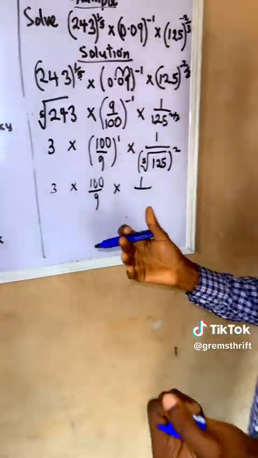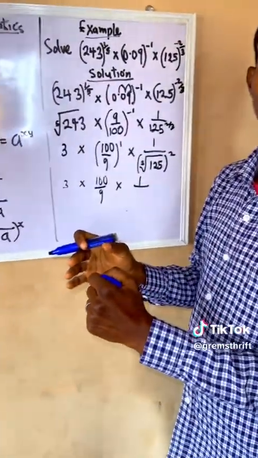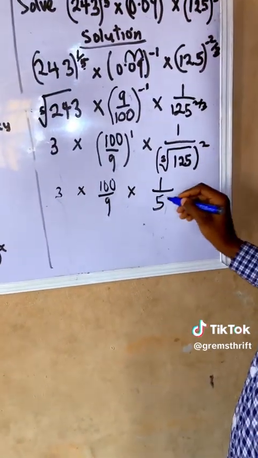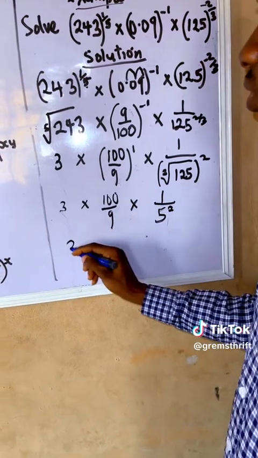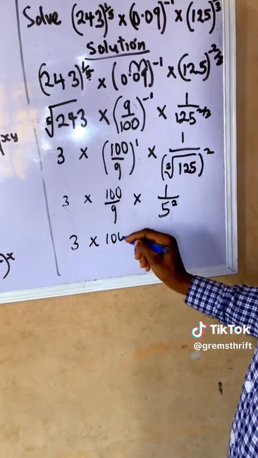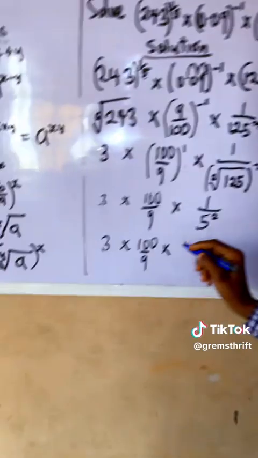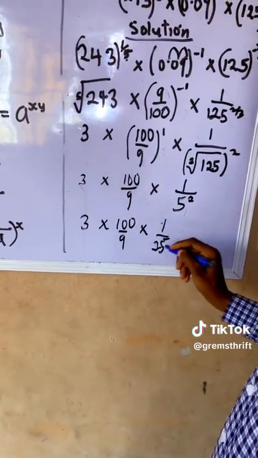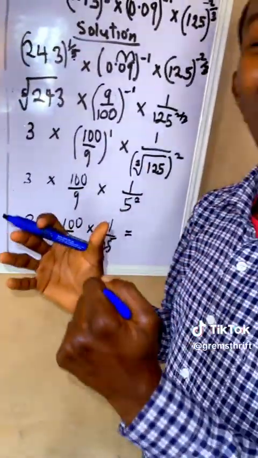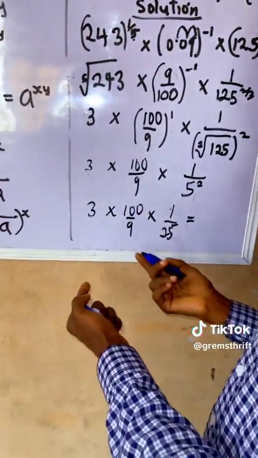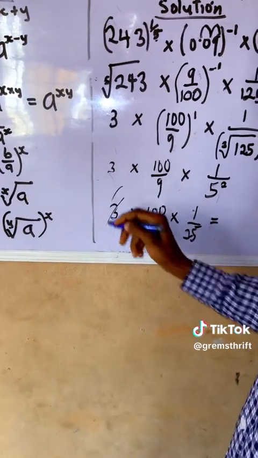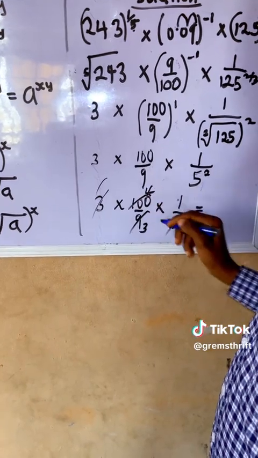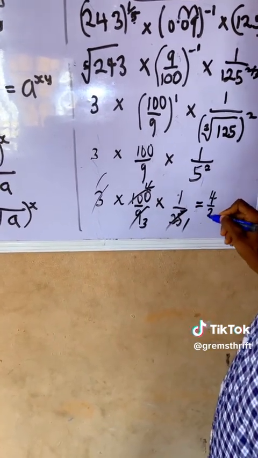Now, in your exam, you have to solve what is inside your bracket first of all. So what's the cube root of 125? That is 5 raised to power 2. So this gives us 3 times 100 over 9 times 1 over 5 raised to power 2, which is what? 25. So with the laws of indices, we have simplified this whole question and it's now just an ordinary fraction. So 3 will cancel here to give us 3. 25 will cancel here to give us 4. So our answer is 4 over 3.